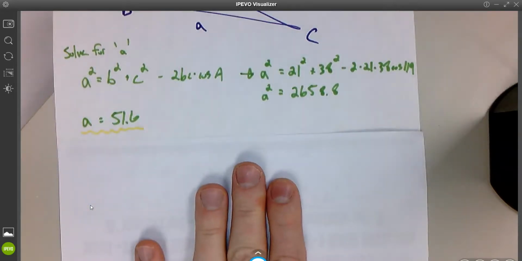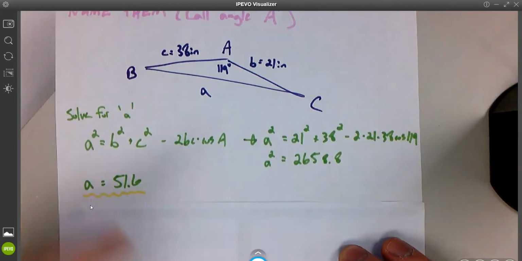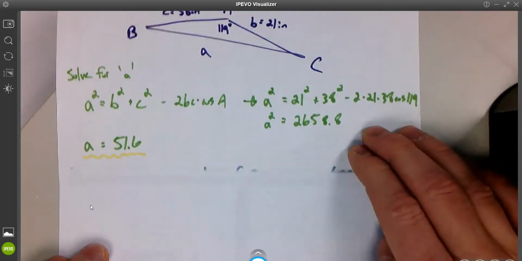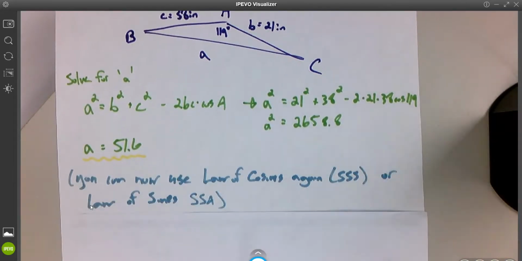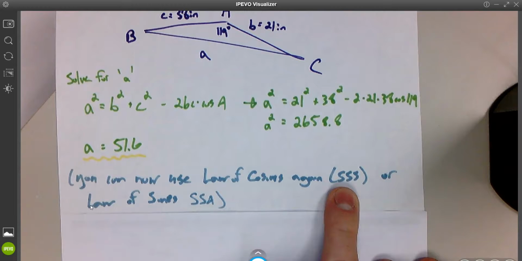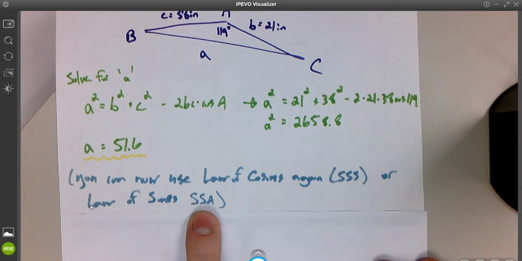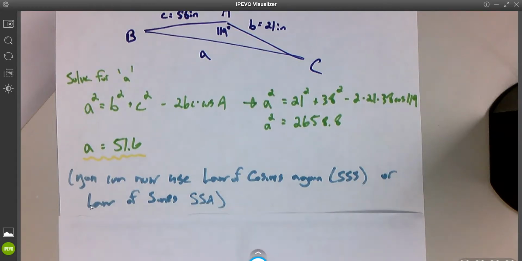Okay. From here now, we have a third side. We're given side, side, side now. We can go back and use the other form of the law of cosines and find either capital B or capital C. Again, you could do the law of sines, but, well, I don't like it. I don't like the law of sines. So I would actually do the law of cosines again. You can now use the law of cosines, SSS. The law of sines would work, technically, SSA, but we don't like that one.